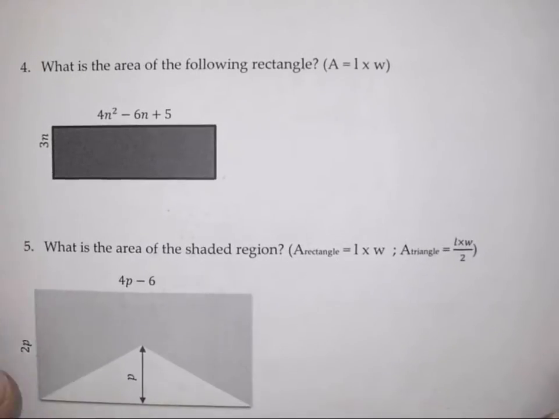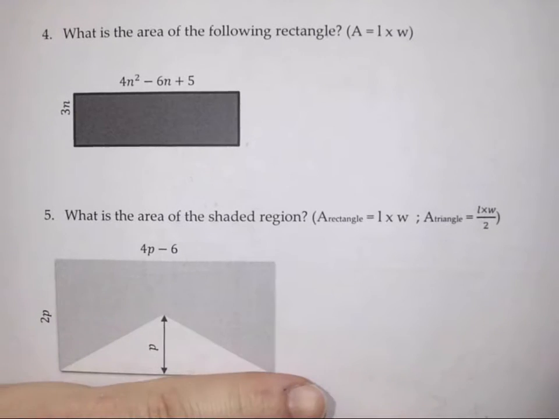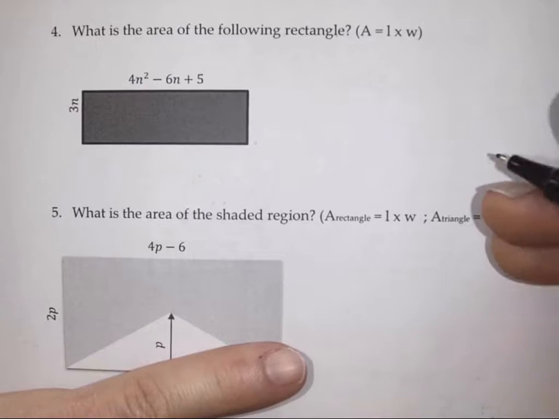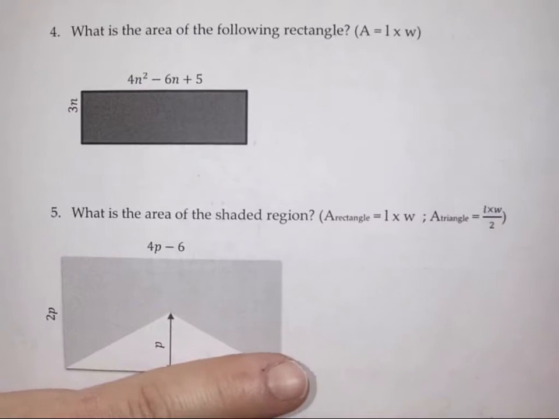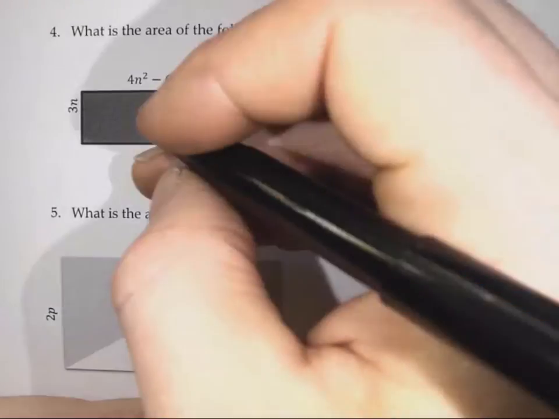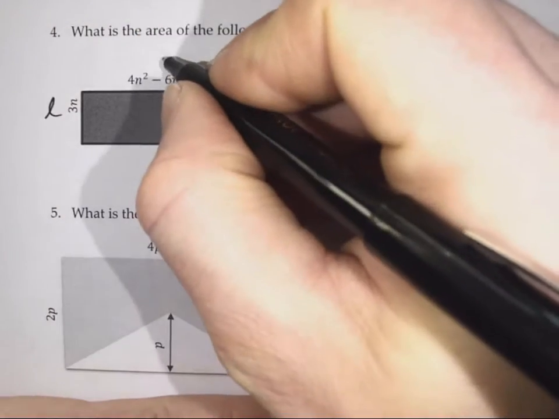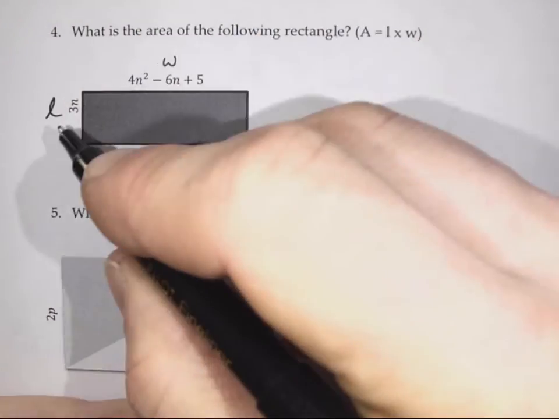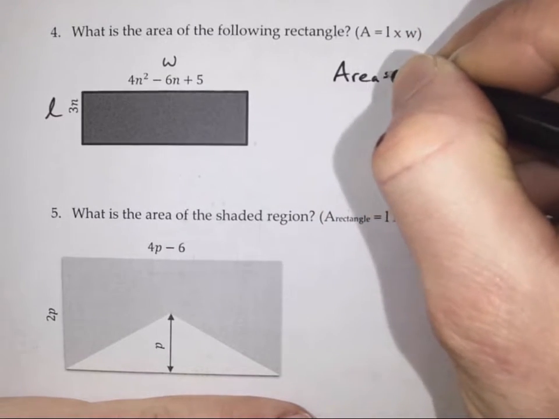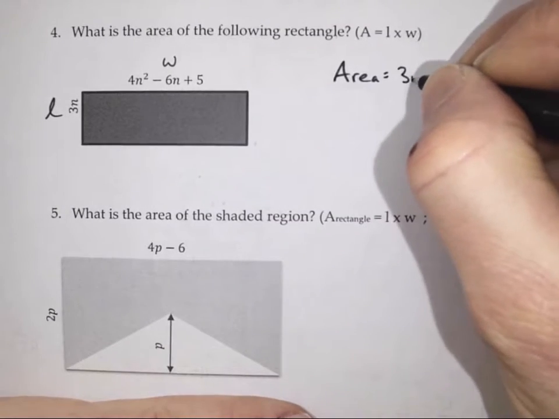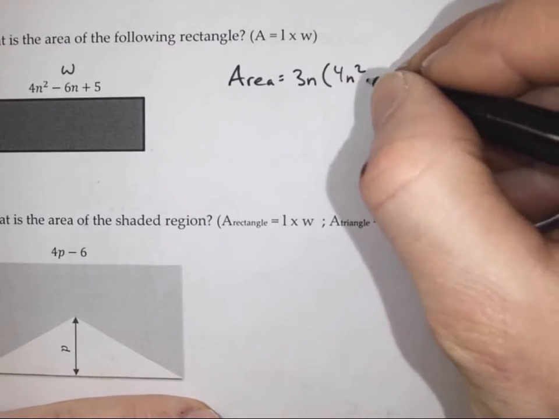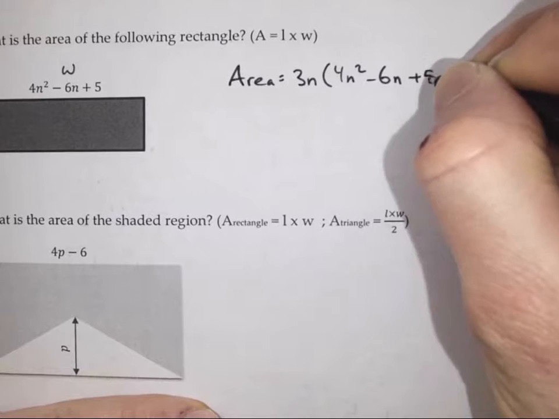All right, so we're looking to find the area of this rectangle. Okay, well, we know area of a rectangle is the length times the width. So if I can say this will be my length, and that will be my width, it doesn't actually matter. I could call it one or the other. So that means my area is equal to 3n multiplied by 4n squared minus 6n plus 5.